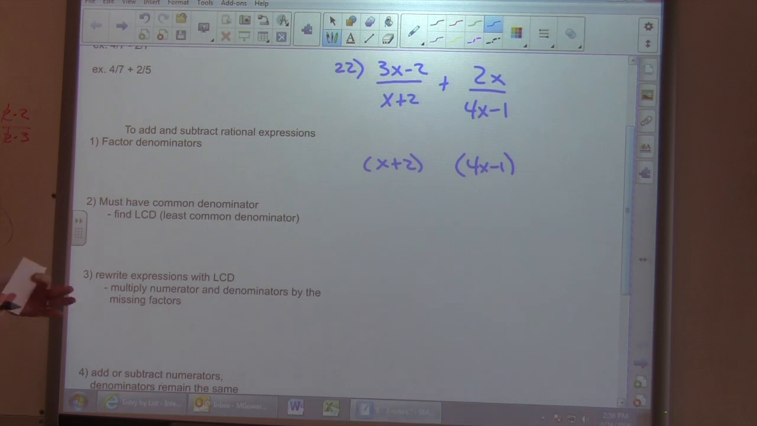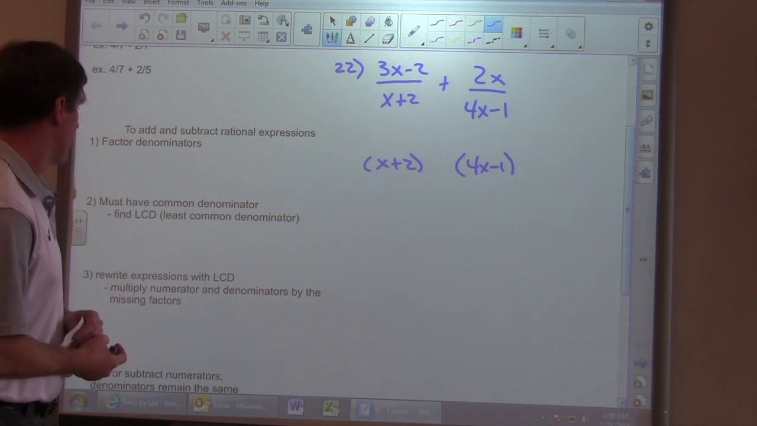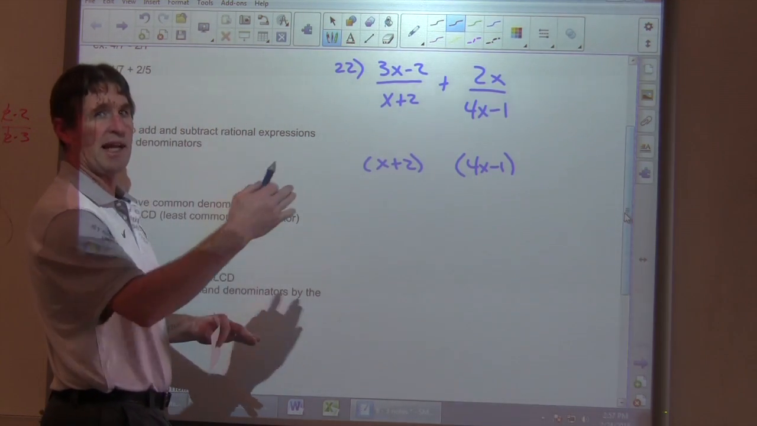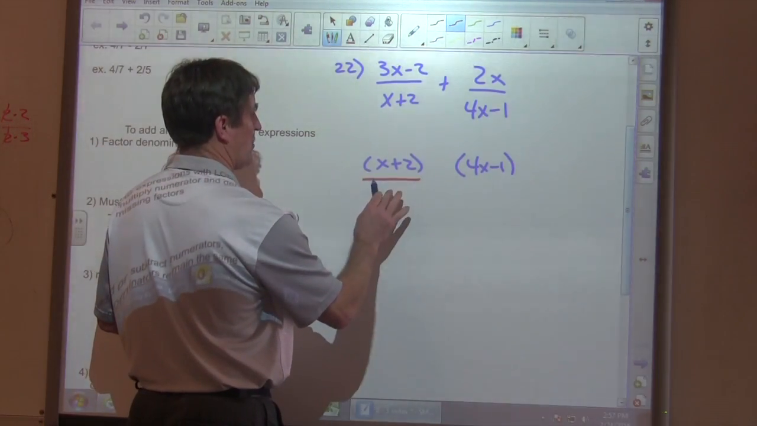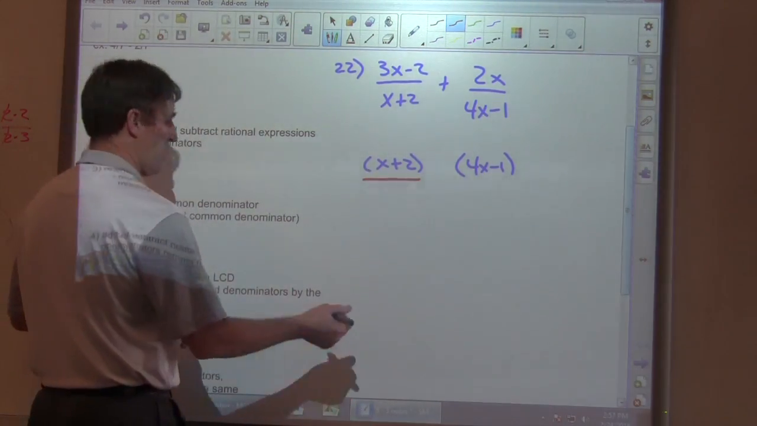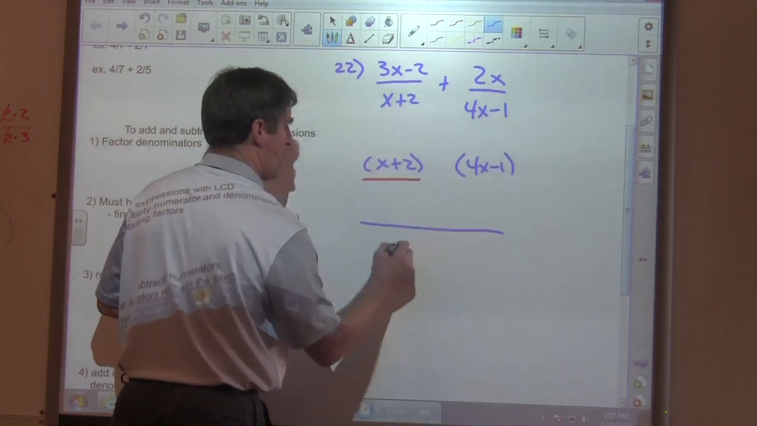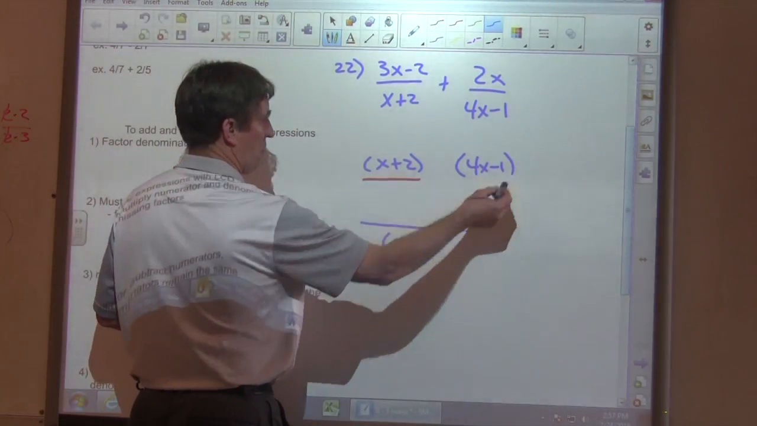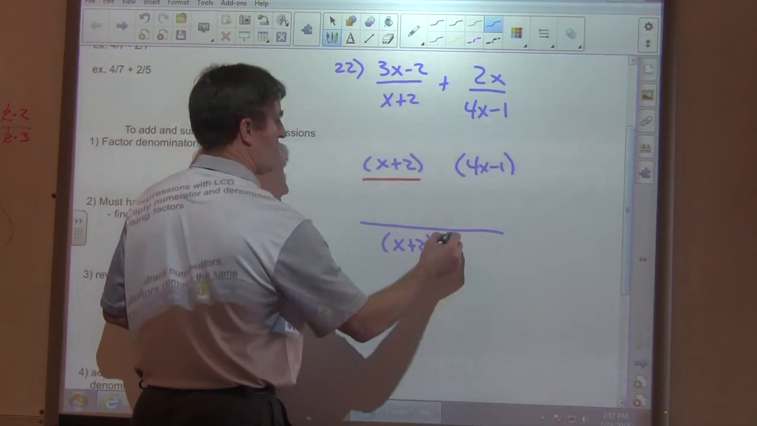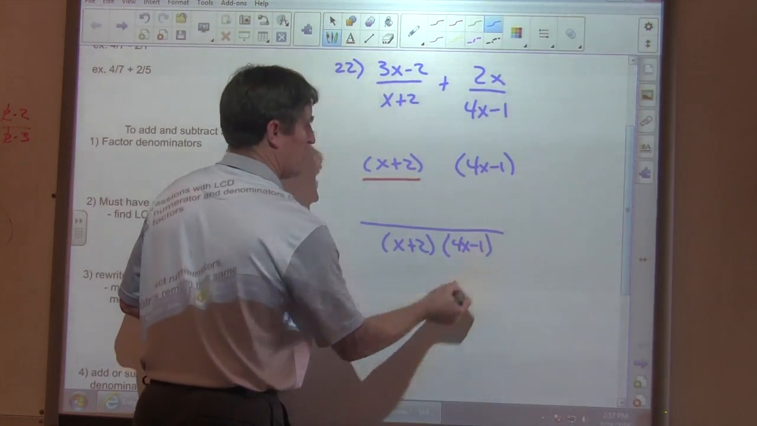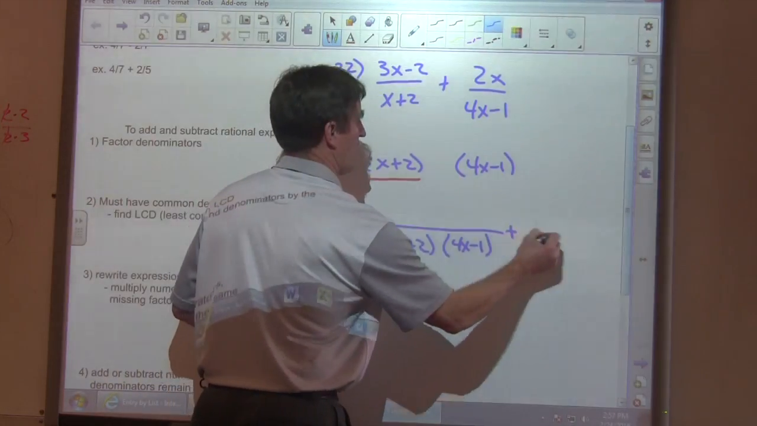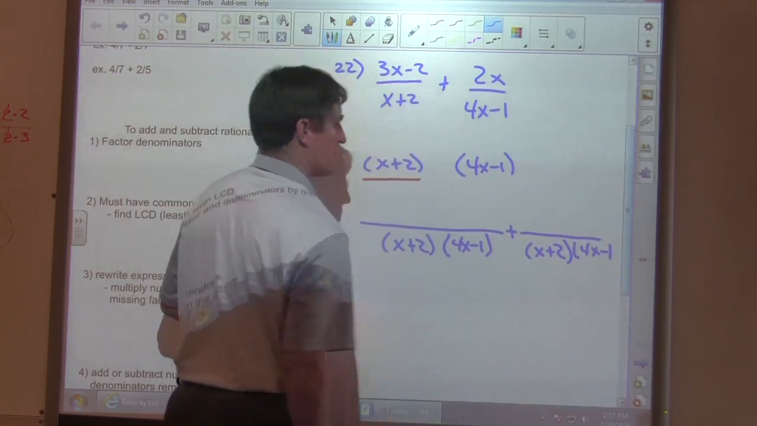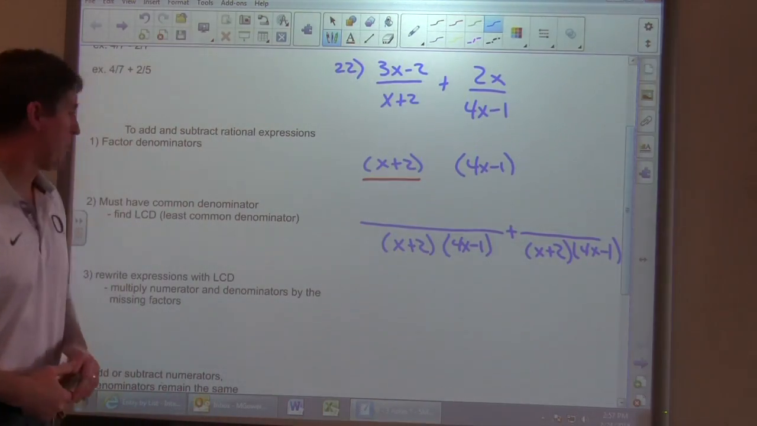Step 2 says to add or subtract fractions, we must have a common denominator. So remember, to do that, you take each factor, and you take the highest amount that occurs in any one of the denominators. Well, I have an x plus 2 here, I have 1 here, and none here, so the most that I have is 1. So I need 1 x plus 2 in my denominator. And over here I have a 4x minus 1. I have 1 here and none on this side, so I need 1 4x minus 1. So that would be my common denominator, and so I'll write that twice. So that's my common denominator.